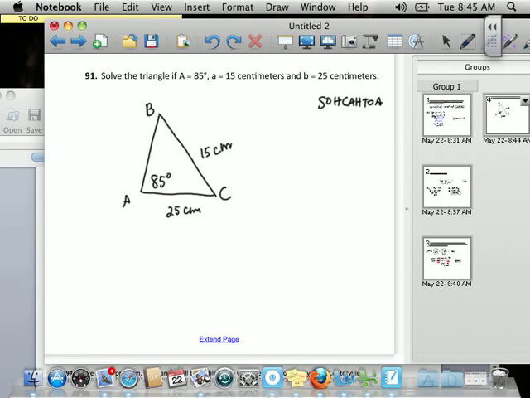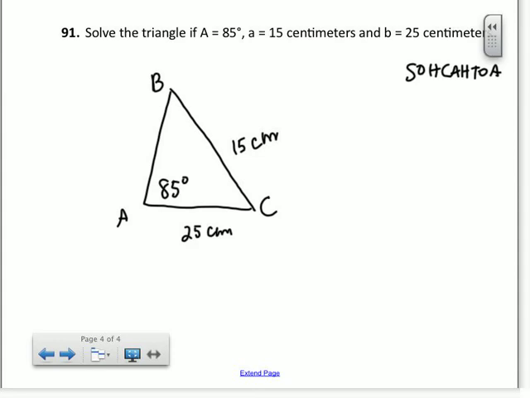I can't use SOHCAHTOA. Why can I not use SOHCAHTOA? It's not a right angle, right? So we don't have any right angles, so that's out. The next thing we check is law of sines.